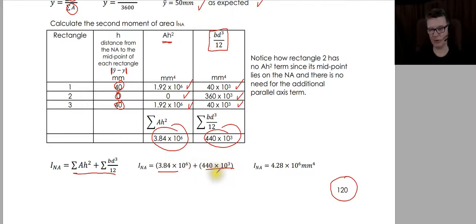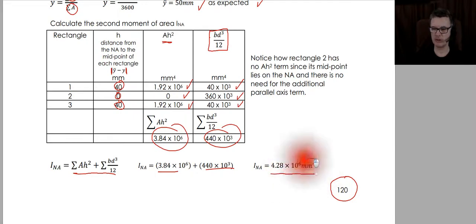I would be a tad worried, to be honest, if I got these results in the exam, because normally these are about the same order as these, but it's a bit disguised because we've got 3.8 times 10 to the 6, and then we've got 440 times 10 to the 3, so we are 10 times out. So you'd expect these values and these values to be relatively similar on the whole for most problems. And we end up with this result.